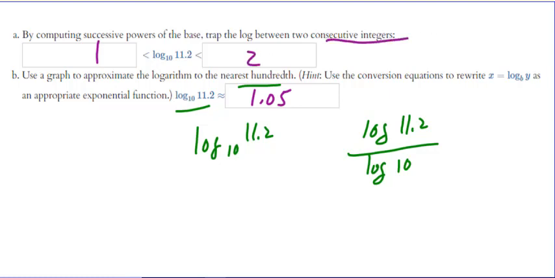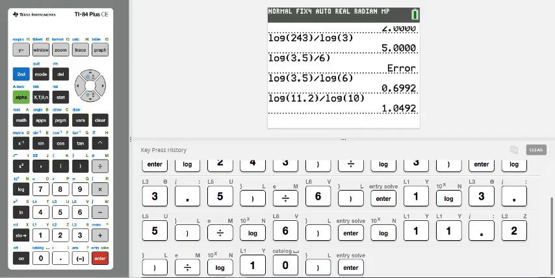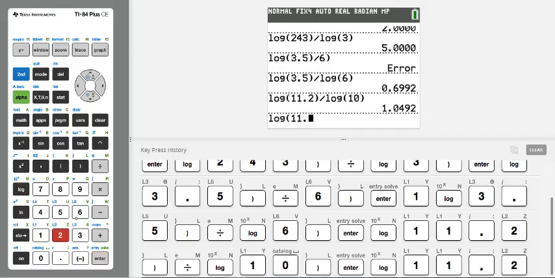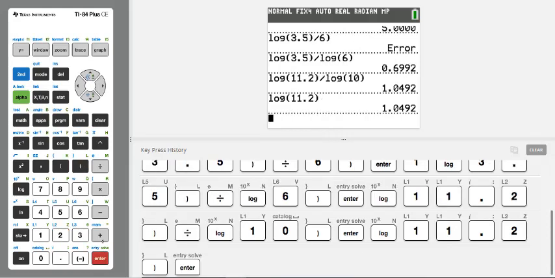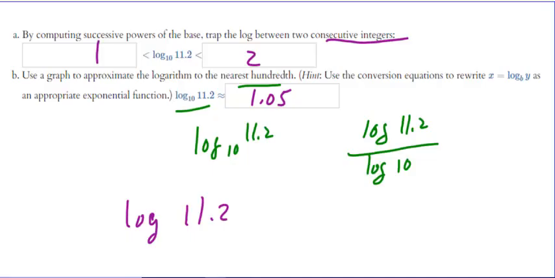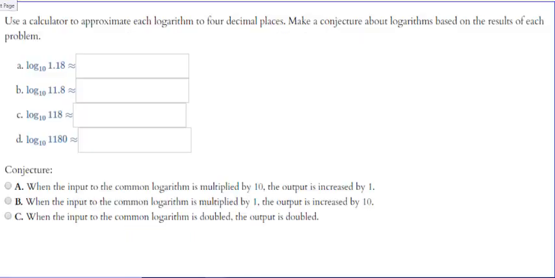Because the base was 10, I could have just said strictly the log of 11.2. So I want to show you that real quick. Log of 11.2, because the base was 10, that means it's a common log, and the calculator is set up for a common log. All right.